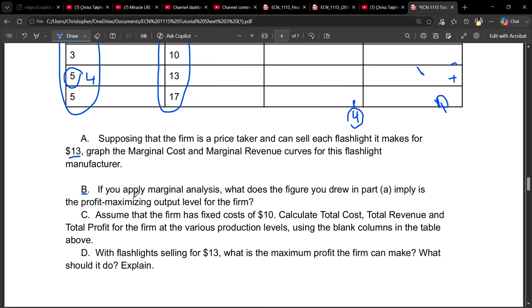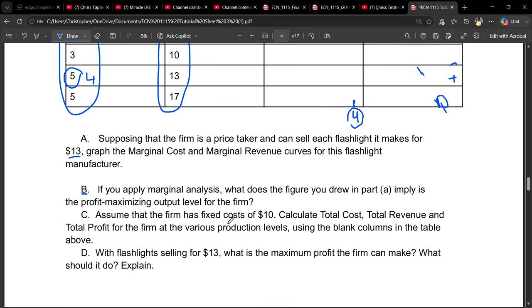Question B is saying if you apply marginal analysis, what does the figure you drew in part A imply is the profit maximizing output level of the firm? And from what we saw, it was 4, because that is where it meets the condition where we say price is equal to marginal cost. So it's 4. Then C is saying assume that the firm has fixed cost of 10.